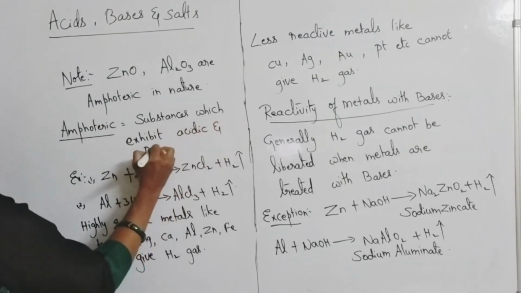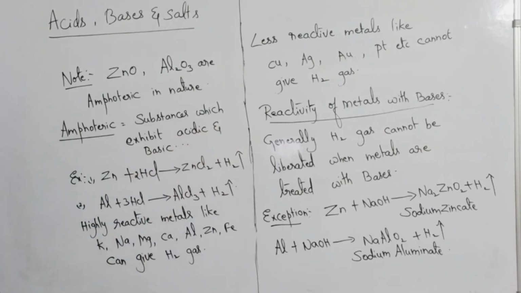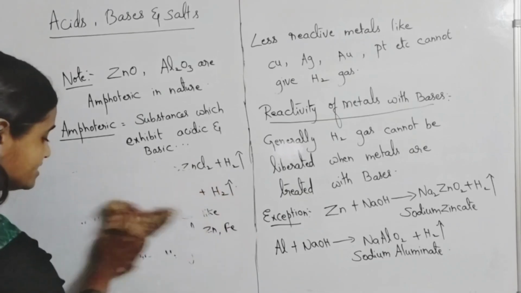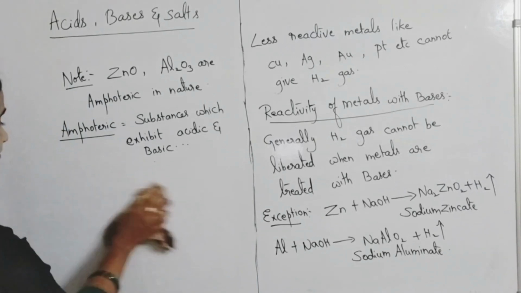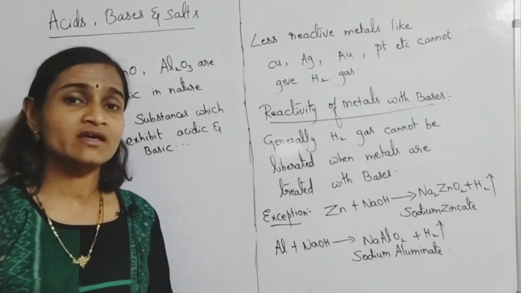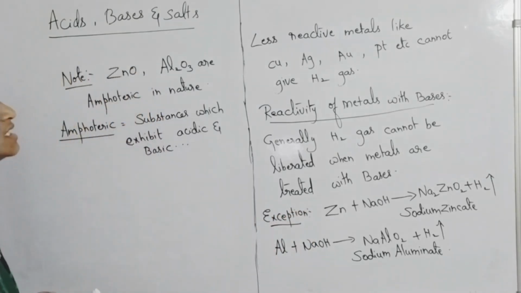Oxides with acidic and basic properties are called amphoteric oxides. So zinc oxide and aluminium oxide are amphoteric in nature. Those two metals can react with sodium hydroxide and can give hydrogen gas. All other metals cannot react with bases and cannot give hydrogen gas, except zinc and aluminium. Please remember this point. So this is about reactivity of metals with acids and bases. And then we'll move on to reactivity of acids with carbonates and bicarbonates.